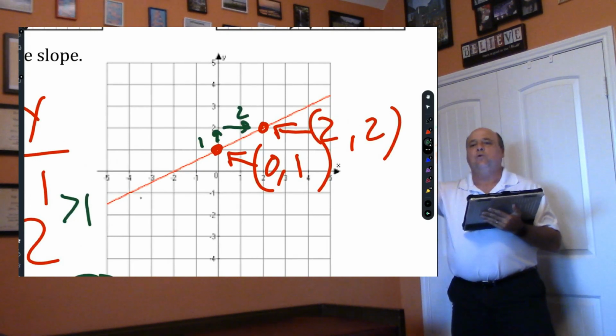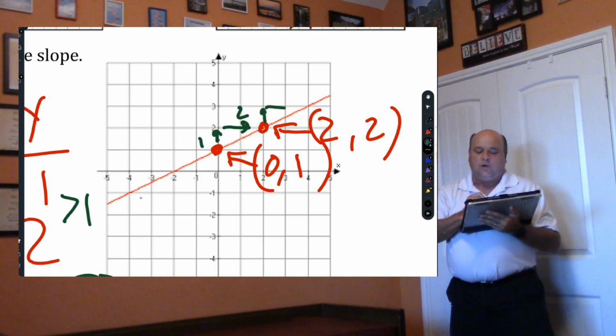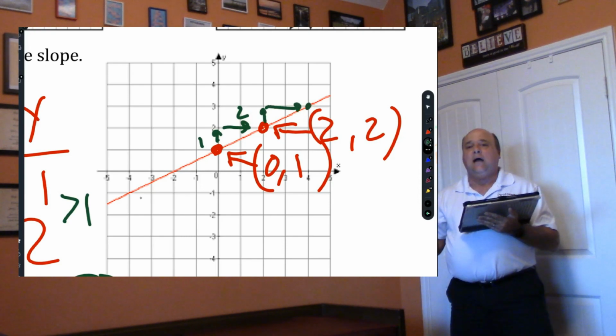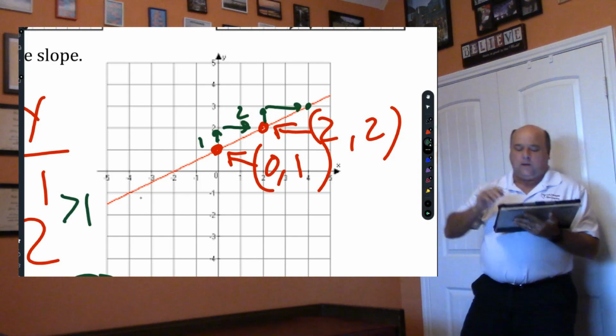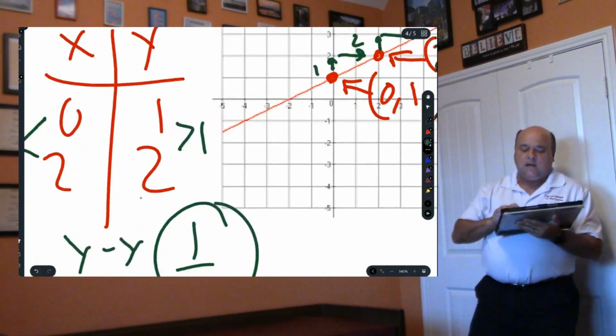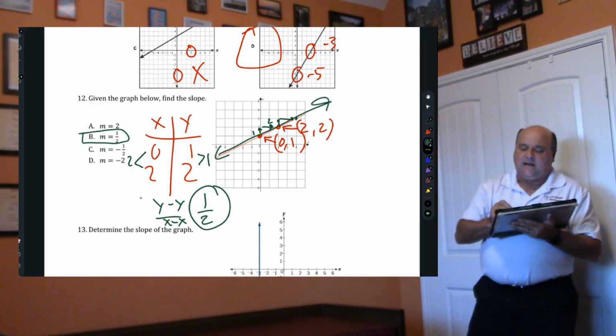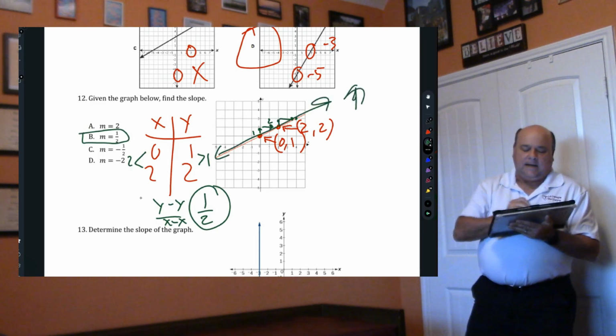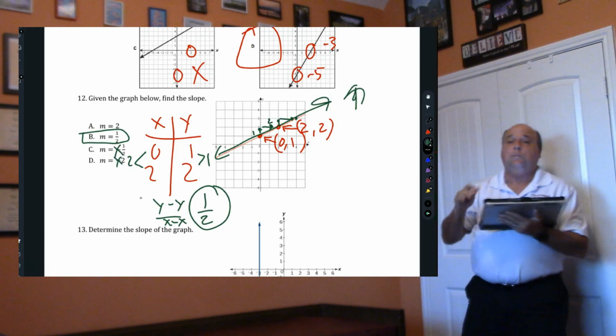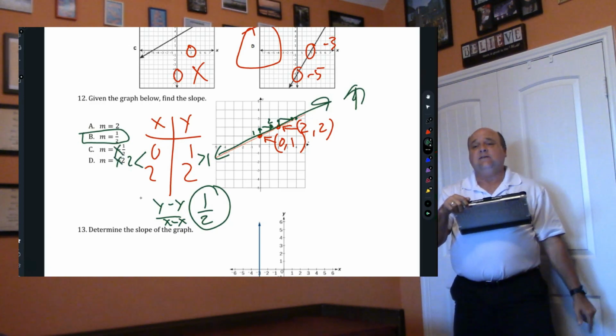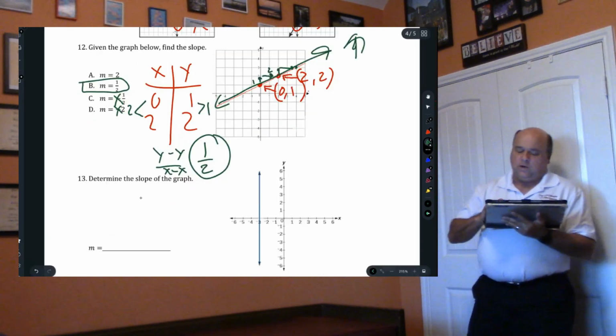That means the line's going up 1, right 2. If I were to do that again, I would get back on the line, wouldn't I? Every time I go up 1 over 2, I'm getting on the line, so my slope's going to be 1/2. Also notice that this line is going up, and it has a positive slope. C and D would be wrong, wouldn't they? Because C and D is a negative slope. Let's go to number 13.